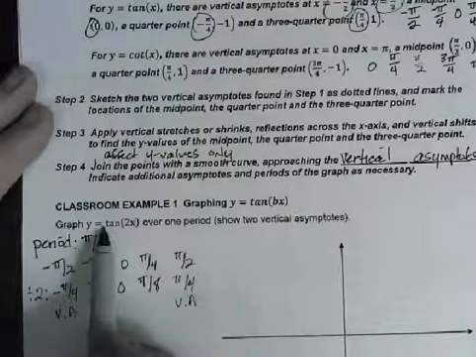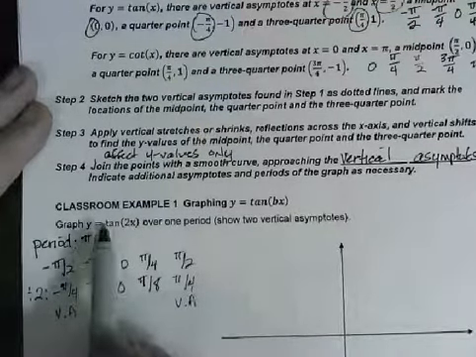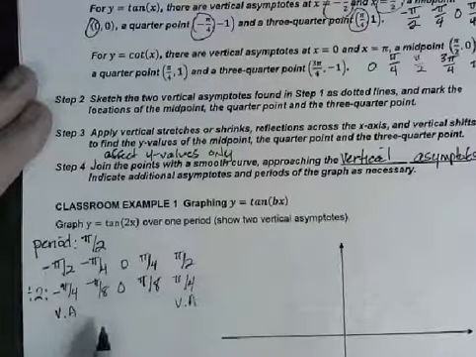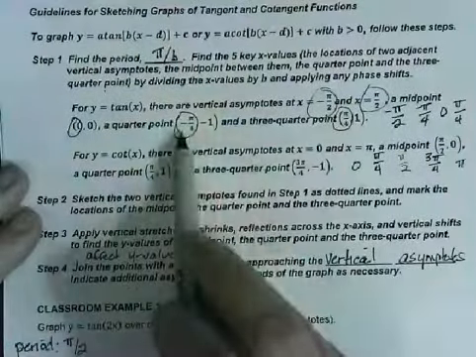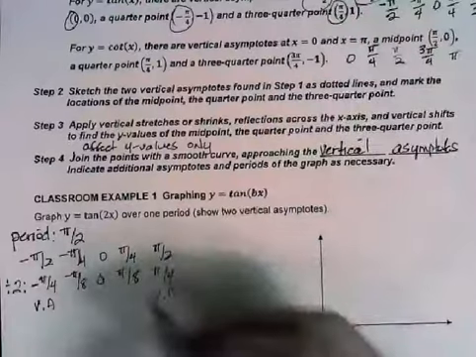Now since there are no vertical transformations happening here, there's nothing happening on the outside of our tangent function, that means our y values are going to be the same as what they are up here. The only thing that will change is the x values.